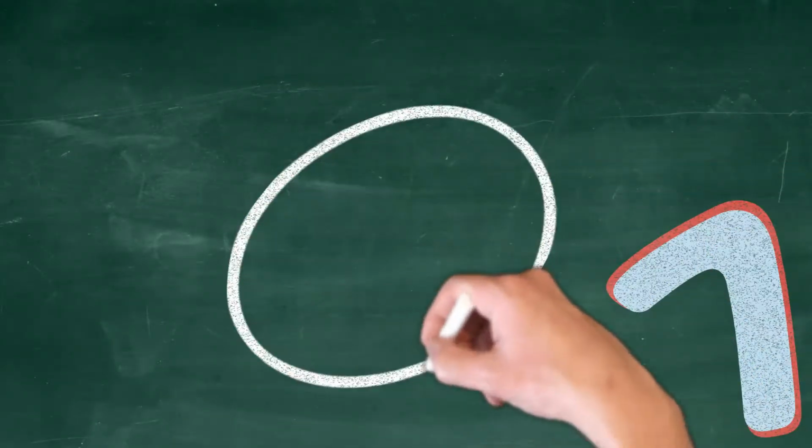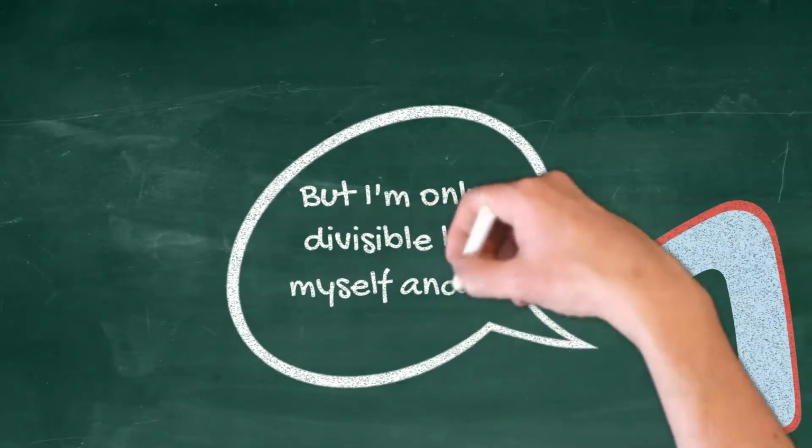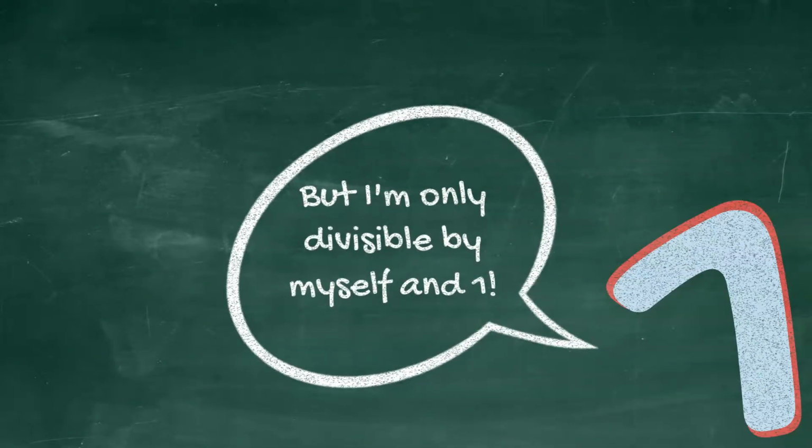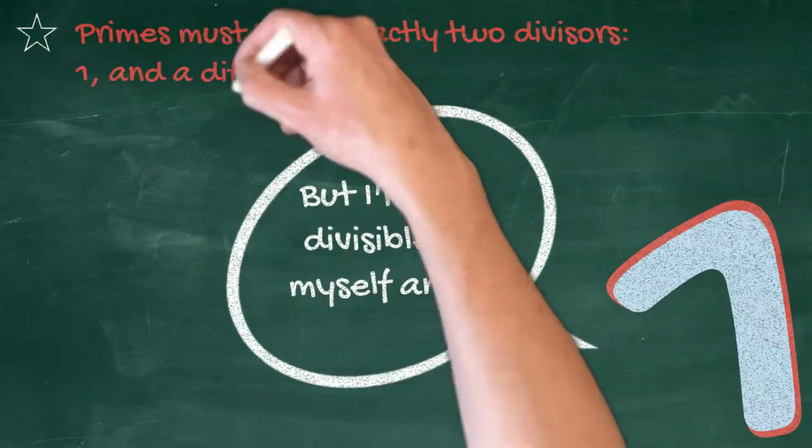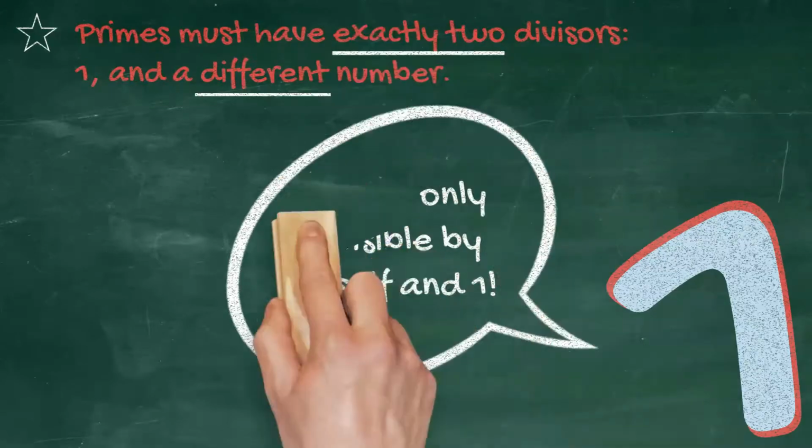1 doesn't count as a prime number. Technically, it's divisible by itself and 1, but they're the same thing, so that's cheating. You need to be divisible by 2 different positive whole numbers to count as prime.